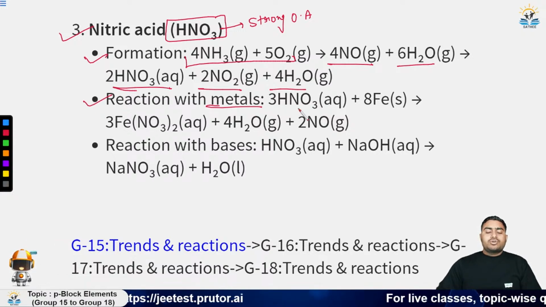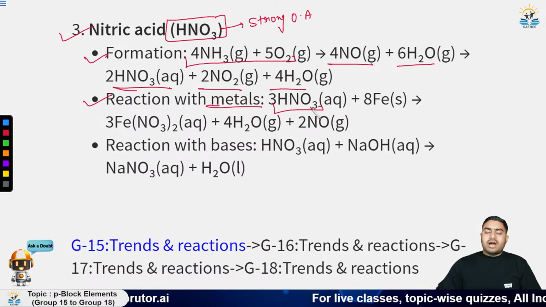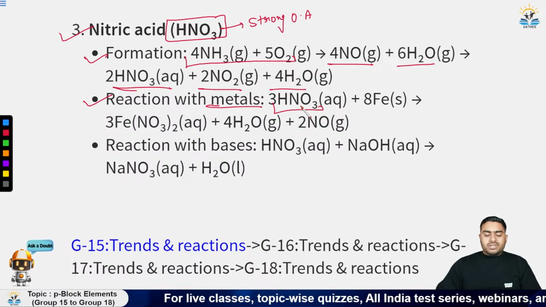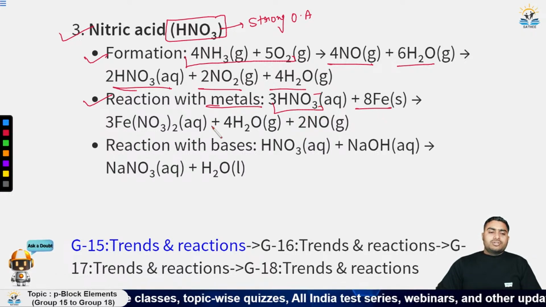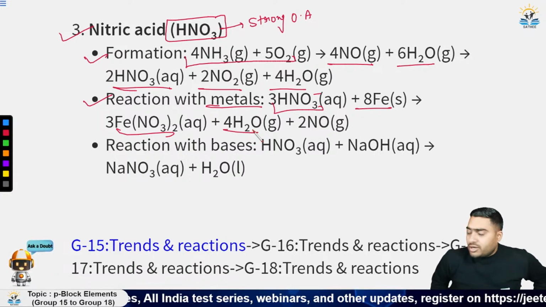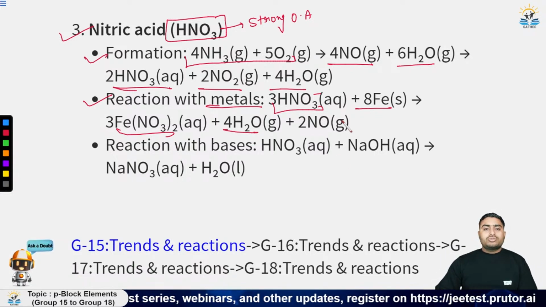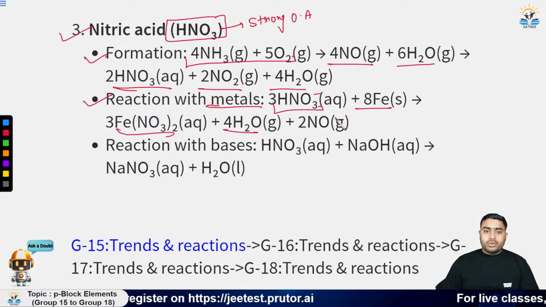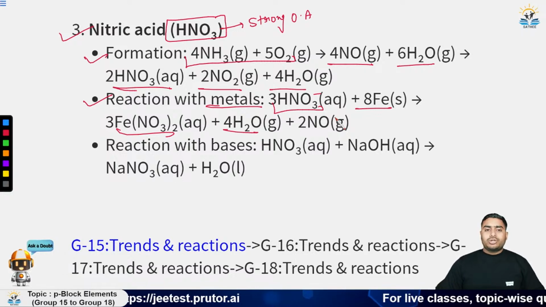Reaction with metals. I told you already, HNO3 is a strong oxidizing agent. So when HNO3 reacts with iron, it will form Fe(NO3)2 plus 4H2O plus 2NO. So 3HNO3 plus 8Fe gives 3Fe(NO3)2 plus 4H2O plus 2NO gas.